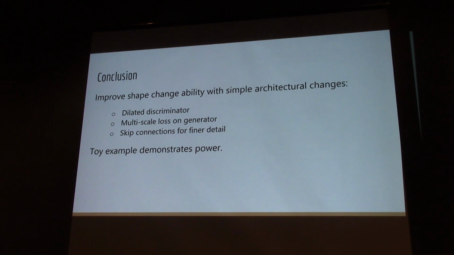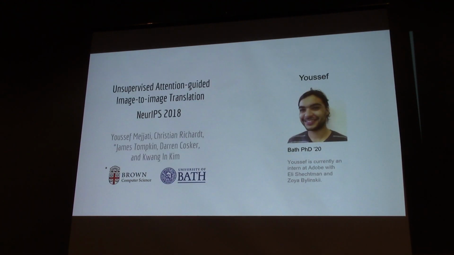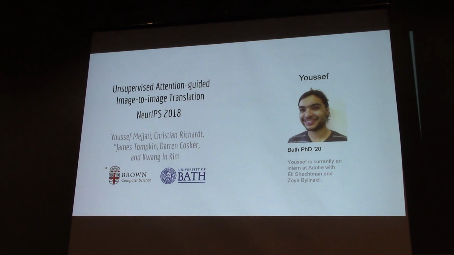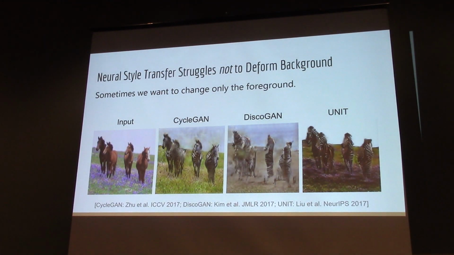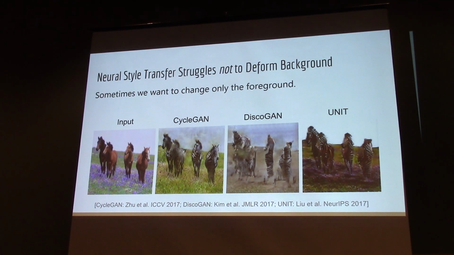Okay, so that was shape. Let's do backgrounds. This is work from Yusuf Najati. He's a PhD student at Bath, and he's currently an intern at Adobe. Okay, so our problem now is that sometimes in some tasks we just want to translate the foreground. We don't want to translate the background. Okay? How can we do that?